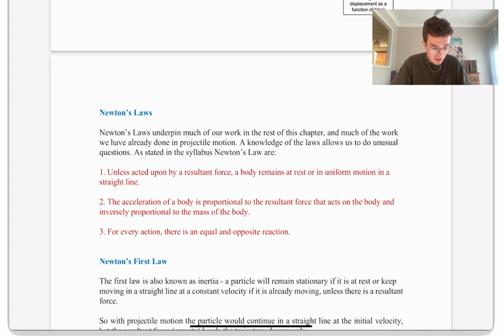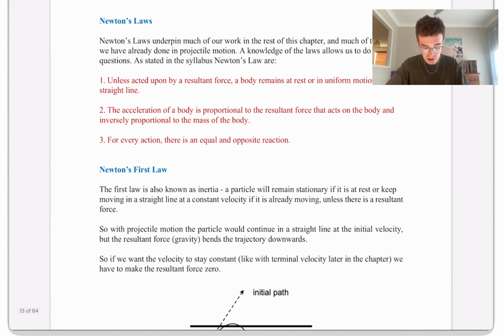His first law says that unless acted upon by a resultant force, a body remains at rest or in uniform motion. That just means the body's going to continue moving or continue being still unless something changes that. Number 2: the acceleration of a body is proportional to the resultant force. That just means that F is equal to ma. We've all seen that before. And last one, for every action there's an equal and opposite reaction. That's also going to be quite important here.